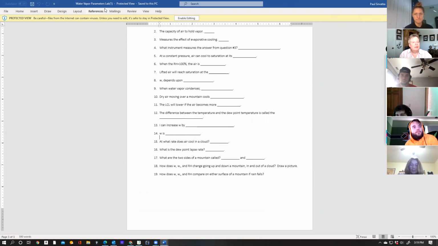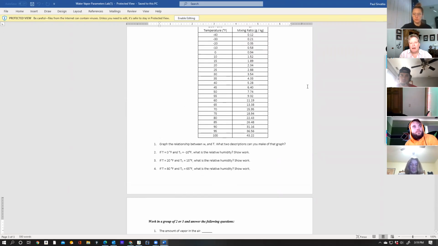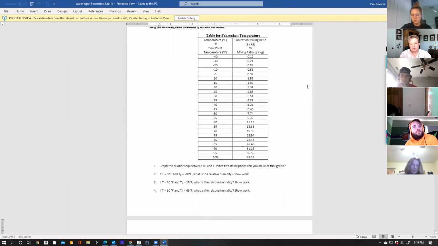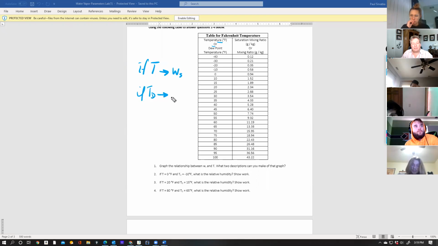Okay. Could you, the table on page 2, I'm not sure how to read that. Okay, what I'm saying is that this is either the temperature or the dew point. If you're saying this is the temperature, if T, then W sub S, then the value here is W sub S. If you're saying that it's the dew point, then the value you read from here is W.